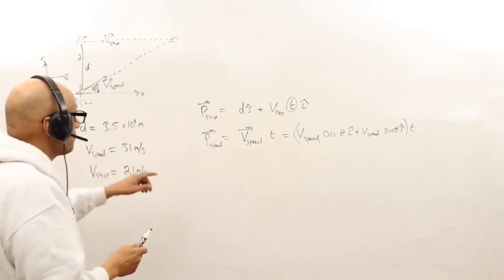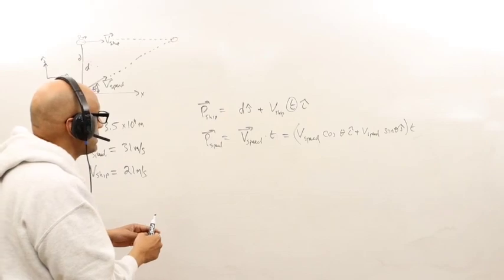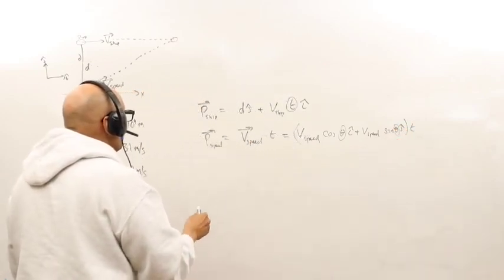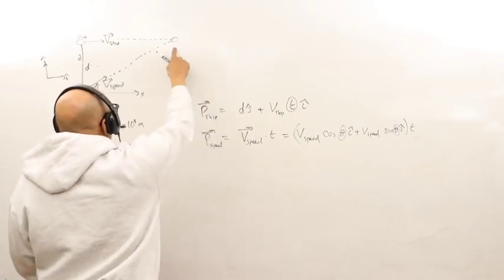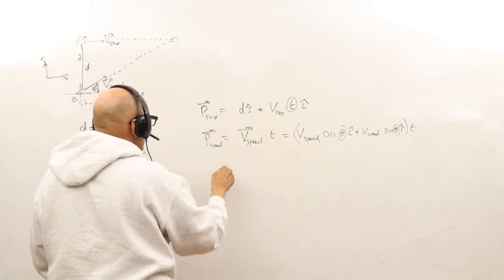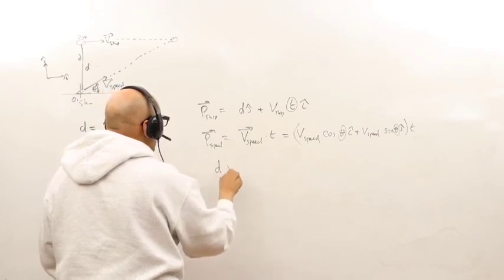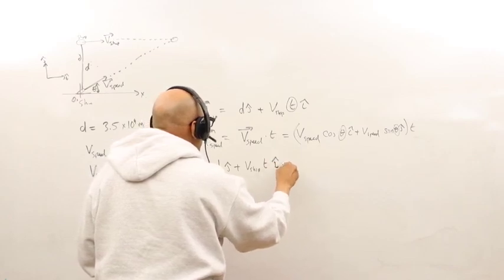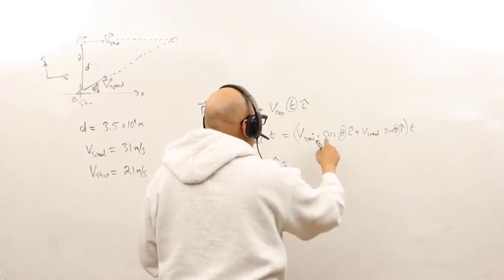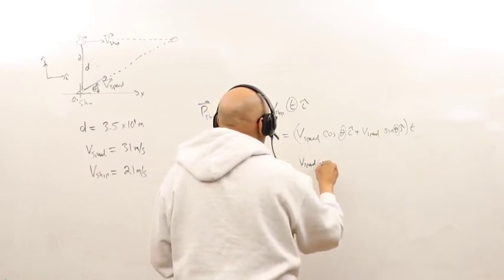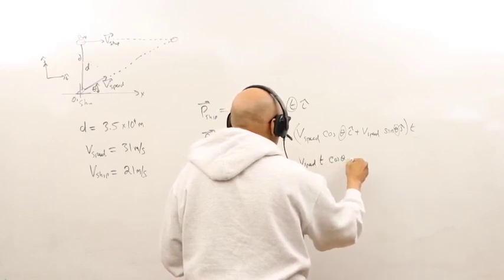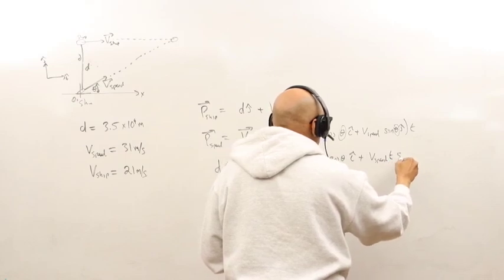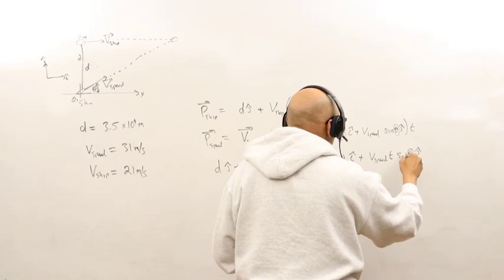When they hit each other, the position of the ship and the position of the speedboat must be the same at a certain time t. So we don't know what theta is, I'll circle it. And so if we equate both equations, when they hit each other, the position of the ship and the position of the speedboat must be equal. So we find that d j hat plus v ship times time i hat must be equal to, I'll put the t inside here, v speed times time cosine of theta i hat plus v speed times time sine of theta j hat. So I'll circle things we don't know.